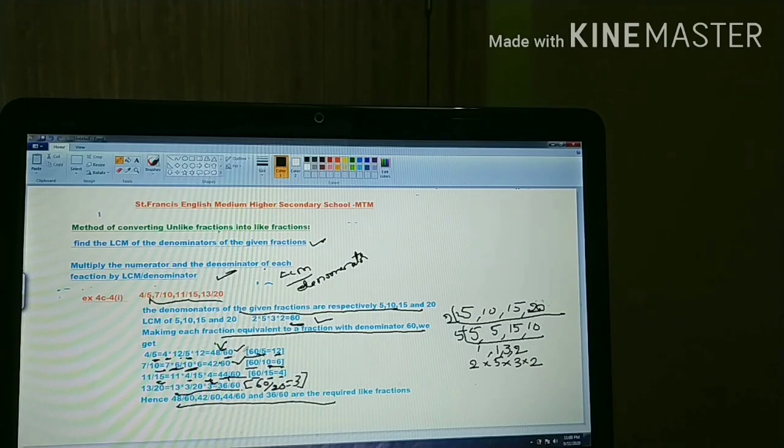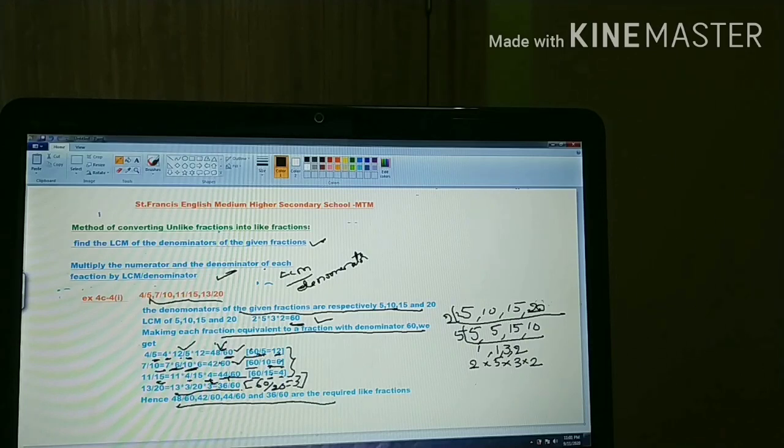Okay, so we have to make each and every denominator equal to the LCM. For that, we have to divide the LCM by each fraction's denominator. What we get here, we have to multiply with both the numerator and denominator. Like that, you have to find all the fractions. After that, write down all the fractions.